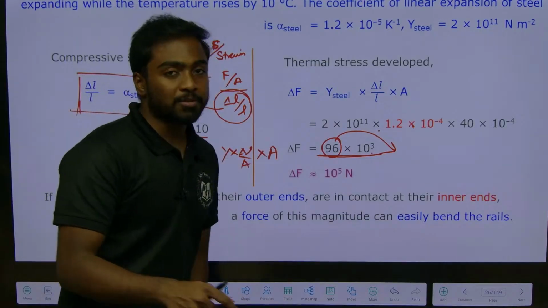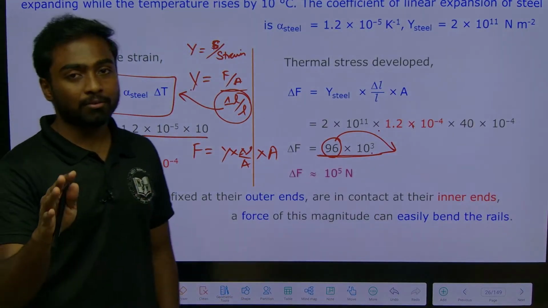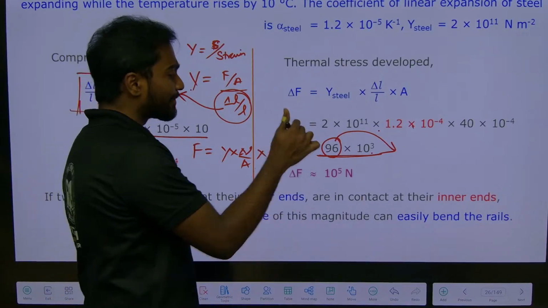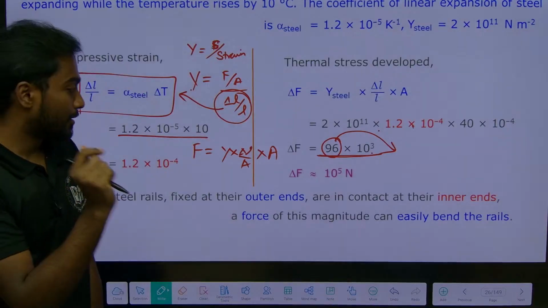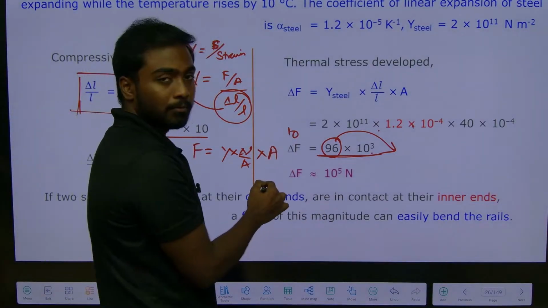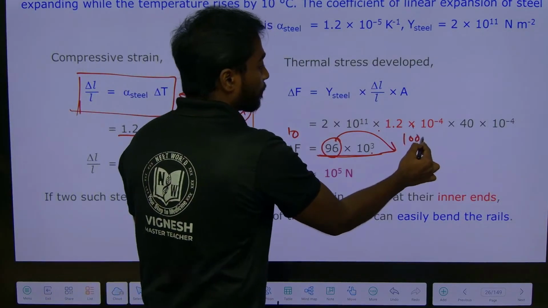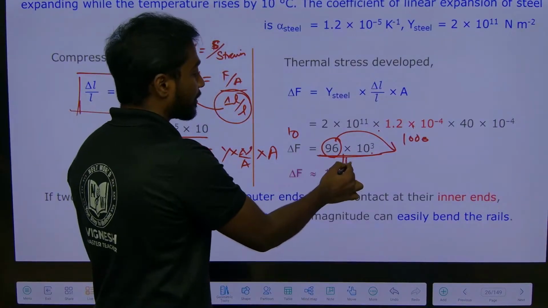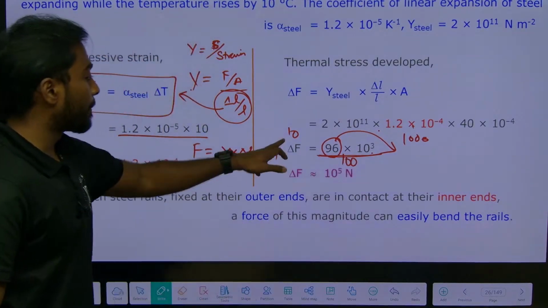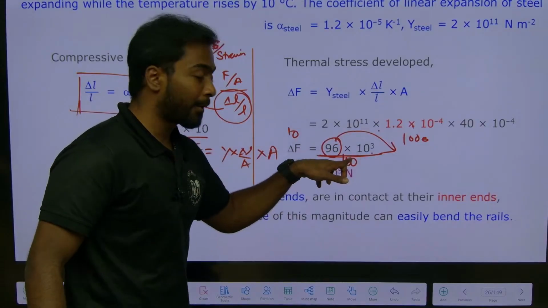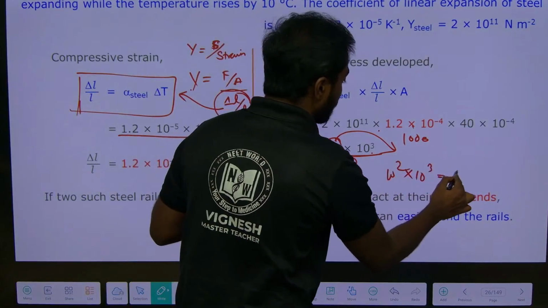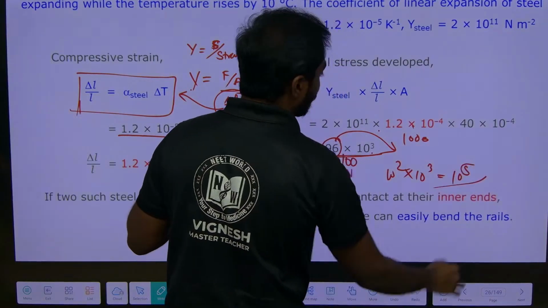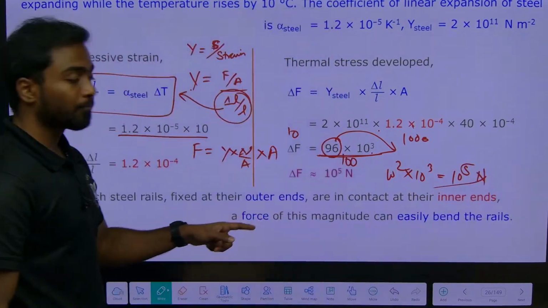Otherwise, if the options are given only in powers of 10, then try to get the value which is near to 96. I can't write 10 or 1000, but 100 is the nearest value. So 10 power 2 into 10 power 3 gives 10 power 5 as the value. 10 power 5 Newton is the force, okay.